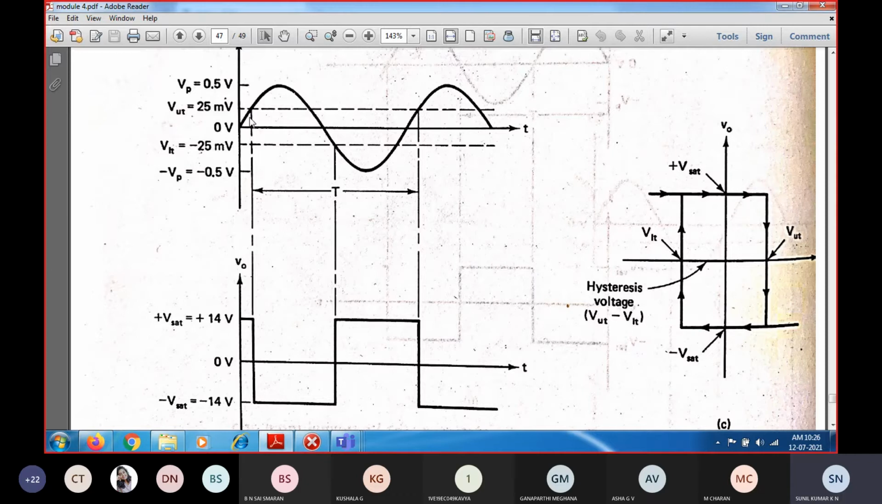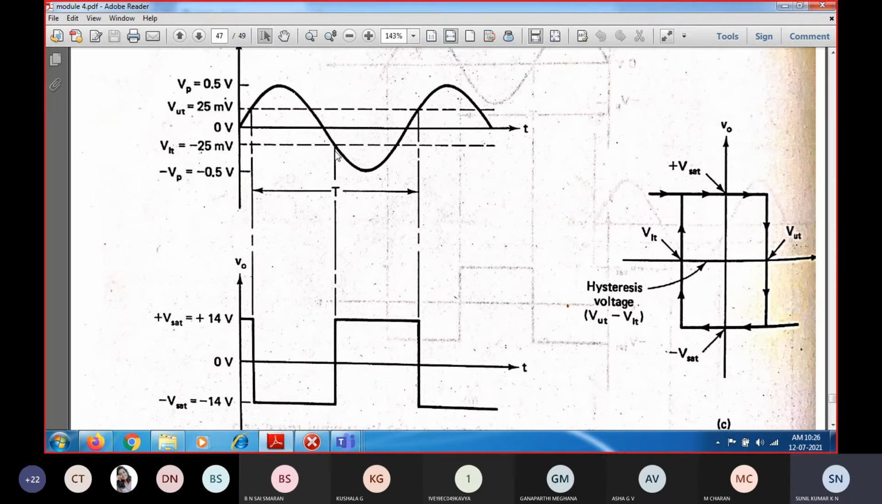So triggering is nothing but whenever it reaches this point, it triggers the output to switch from one saturation to another saturation. That point is called the upper trigger point. This is the upper trigger point, and this is considered the lower trigger point. So this is about the Schmitt trigger circuit.